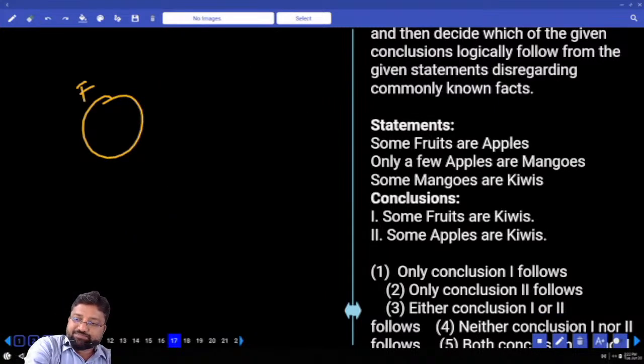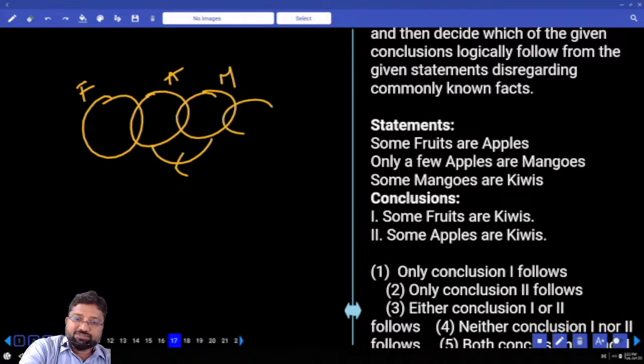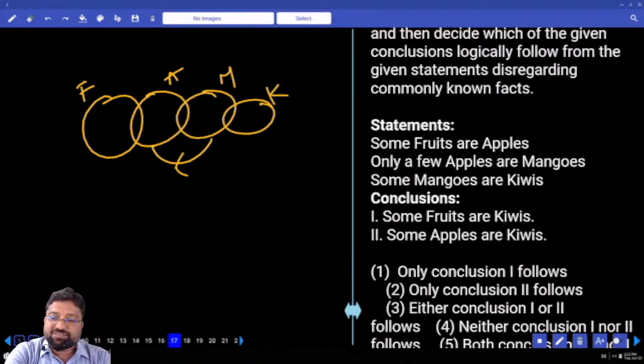Some fruits are apples. Only a few apples are mangoes. Some mangoes are kiwis. What is the first conclusion? Some fruits are kiwis. Any relation? No. Some apples are kiwis? No. What's the answer? Neither one nor two.